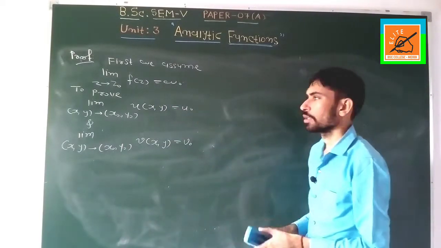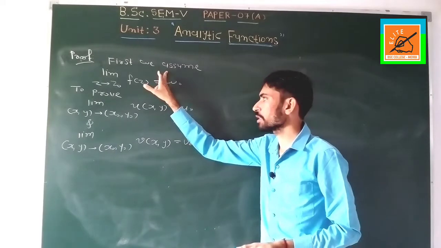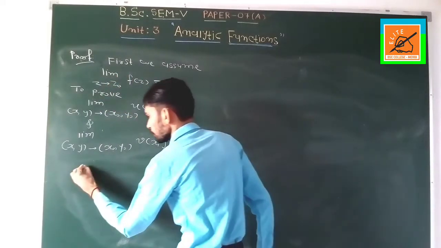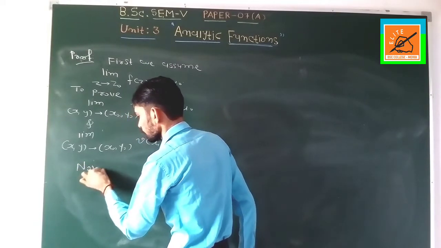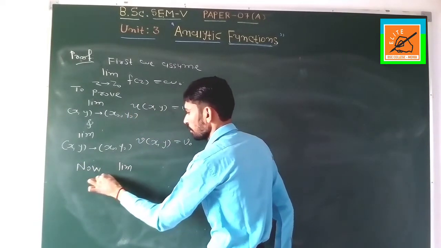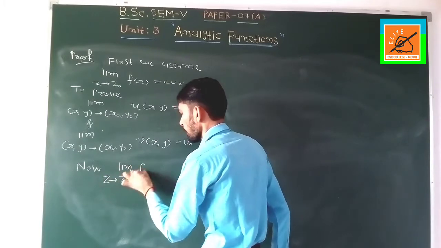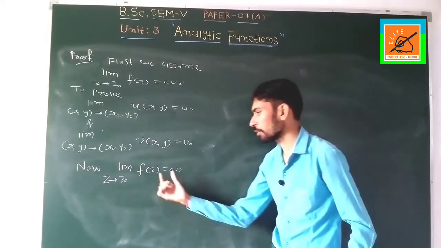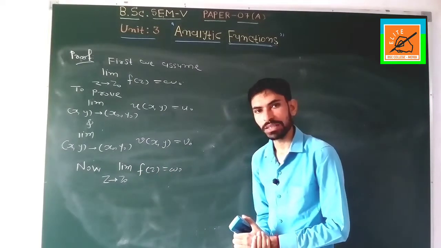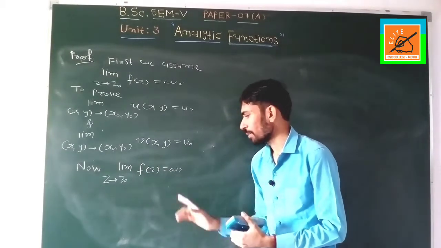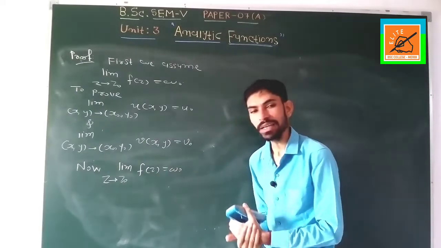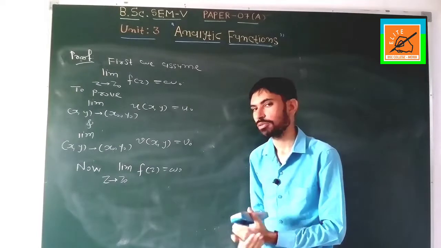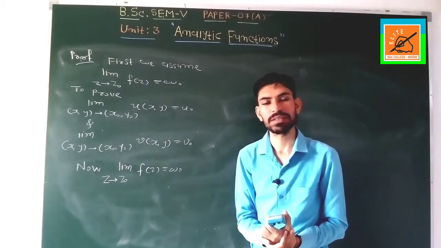So we use our assumption to prove this result: limit z tends to z0 of f of z is equal to w0. Friends, our function f of z converges to w0, meaning f of z tends to w0. That is the limit of our function f of z. So when will w0 be the limit of our function? When the definition of the limit is satisfied.